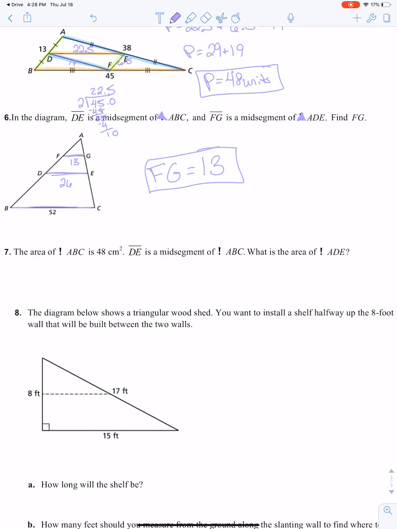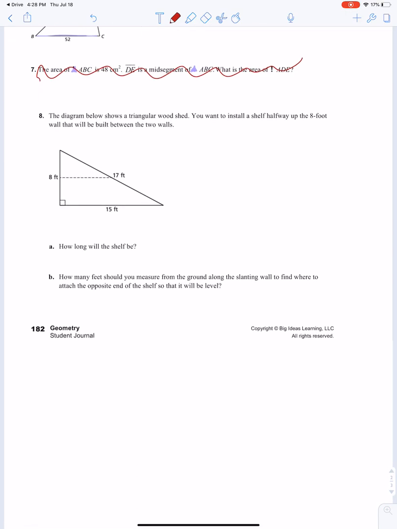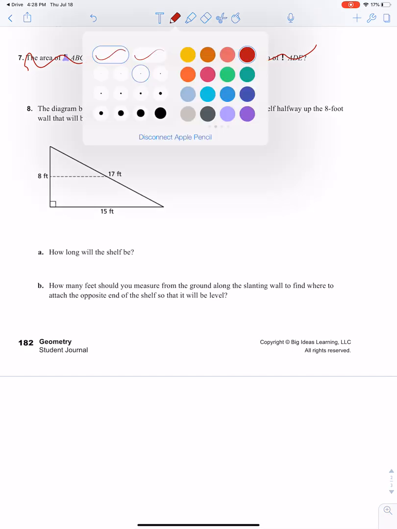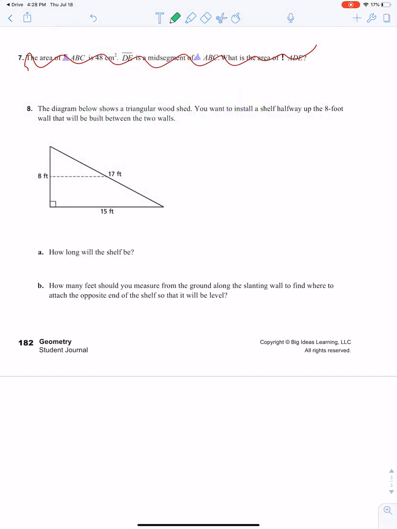Okay. So the area of triangle ABC is 48 centimeters squared. Actually, you guys don't have to worry about this one. Okay, don't worry about number 7. We'll skip to number 8. My bad. Okay, so number 8.